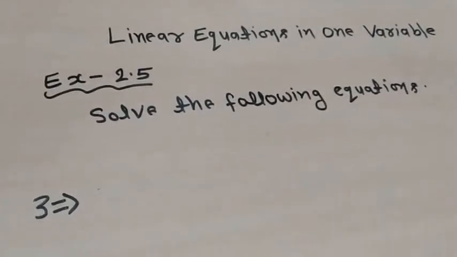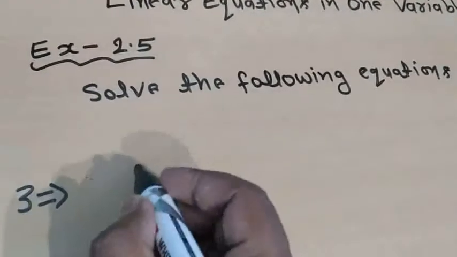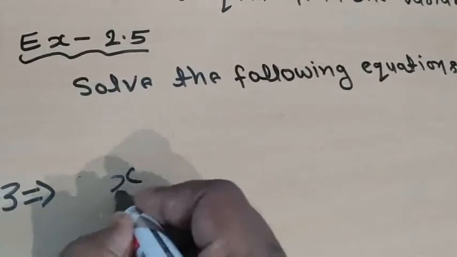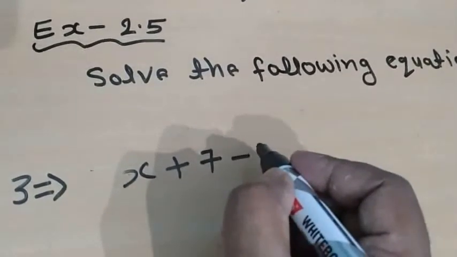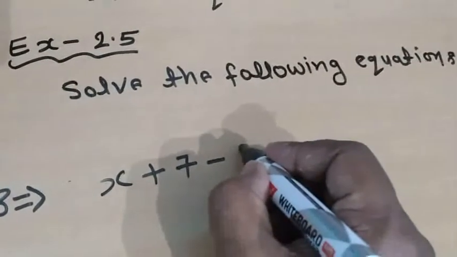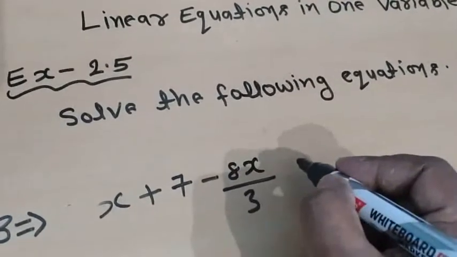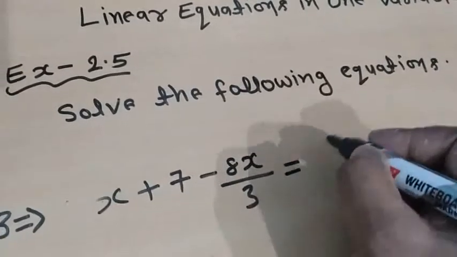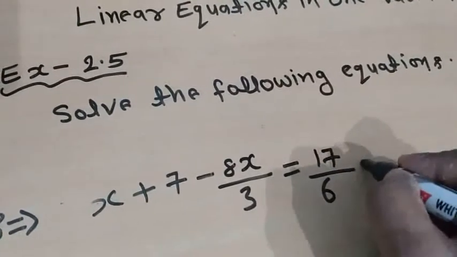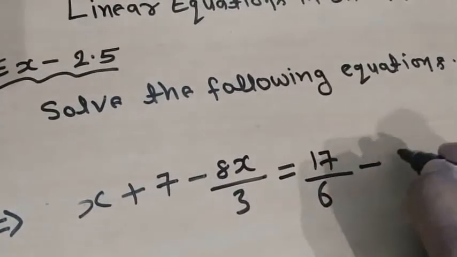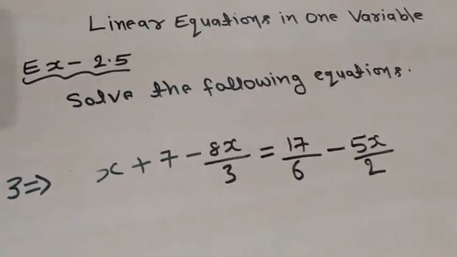Now question number 3: x plus 7 minus 8x by 3 is equal to 17 by 6 minus 5x by 2. This is our question number 3.